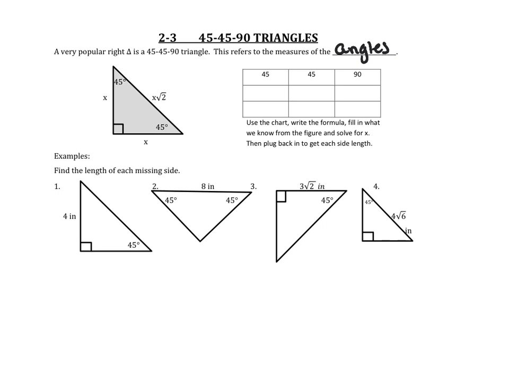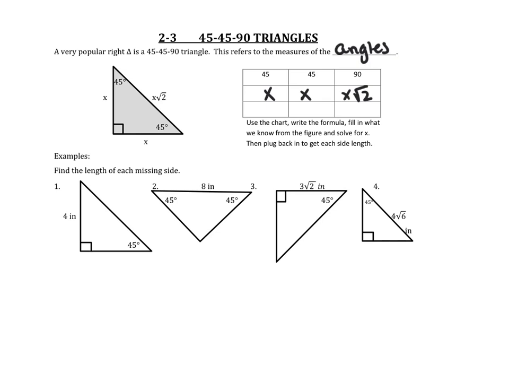This gives us a very specific ratio where each of the legs has some value x that we don't know, and the hypotenuse has the ratio x root 2. So the hypotenuse is root 2 times the legs.